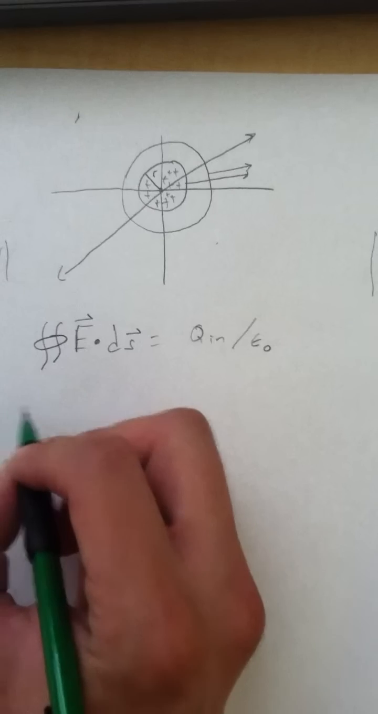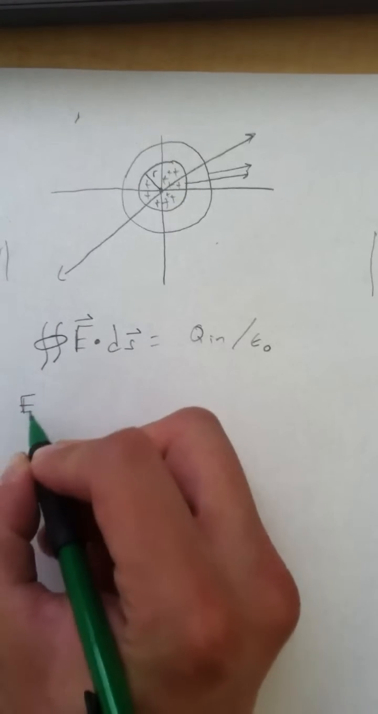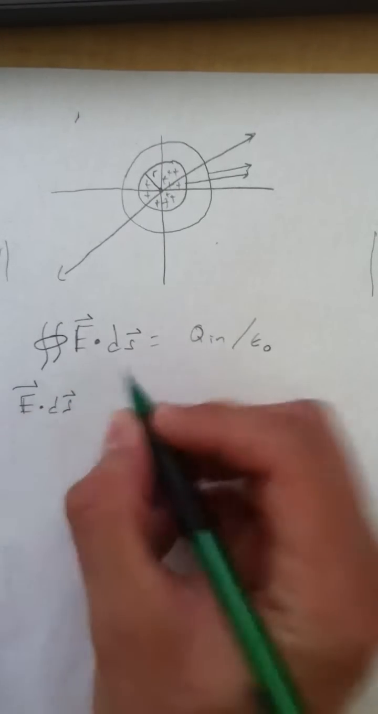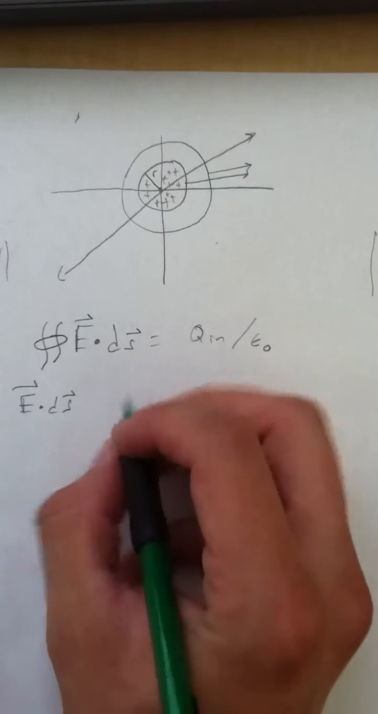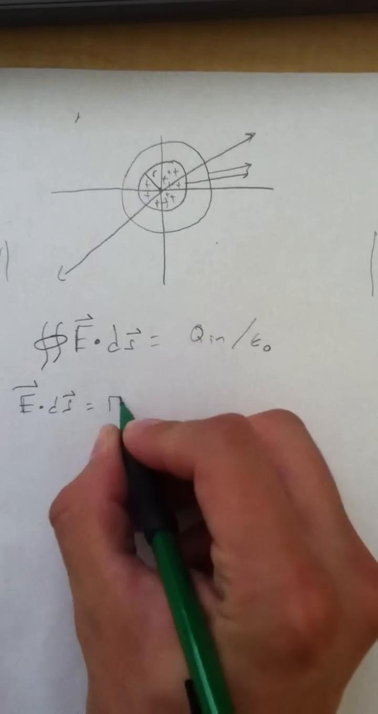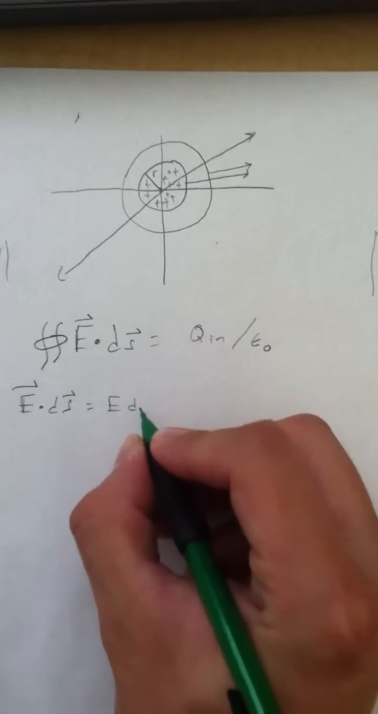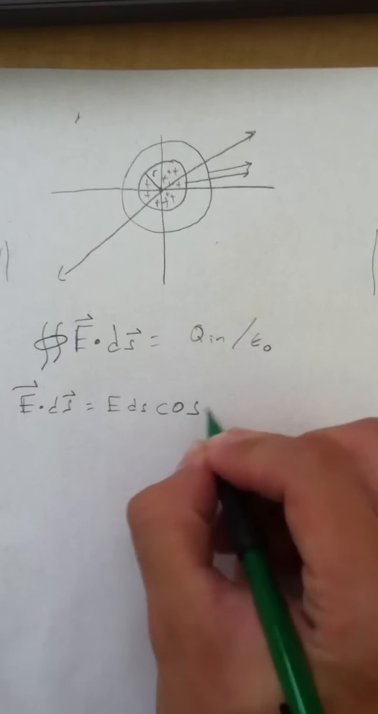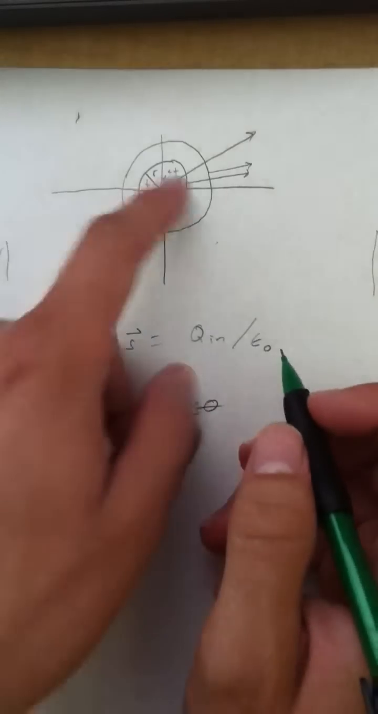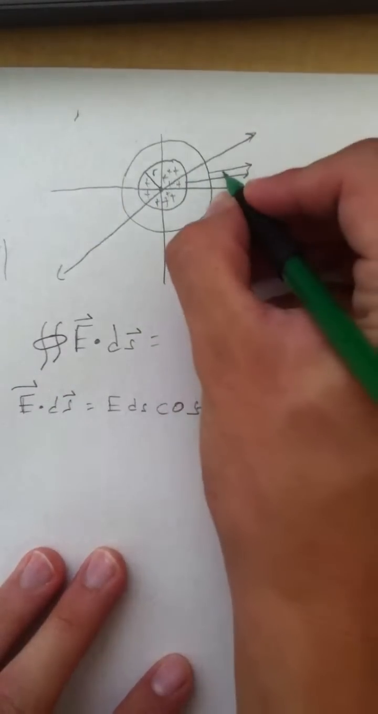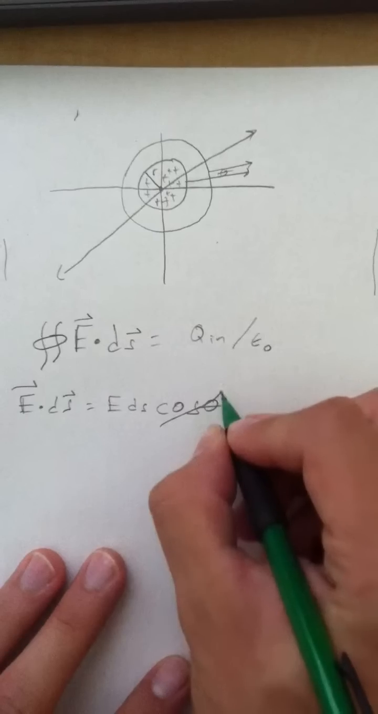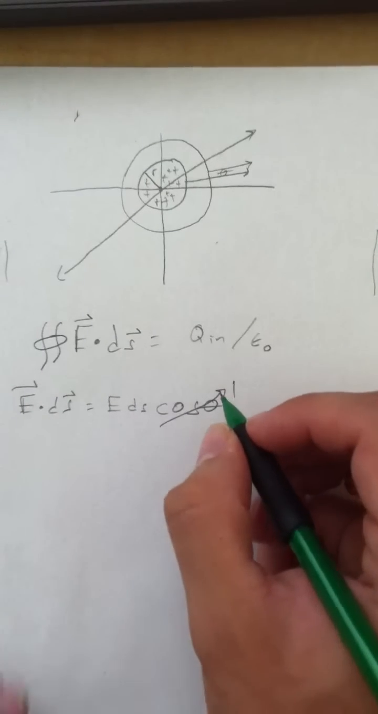So first let's do the E dot dS. These are vectors. And that's going to be equal to the magnitude of E times dS times the cosine of theta. And as we see, this theta right here is going to be 0. So when you have a cosine of 0, it just goes to 1.